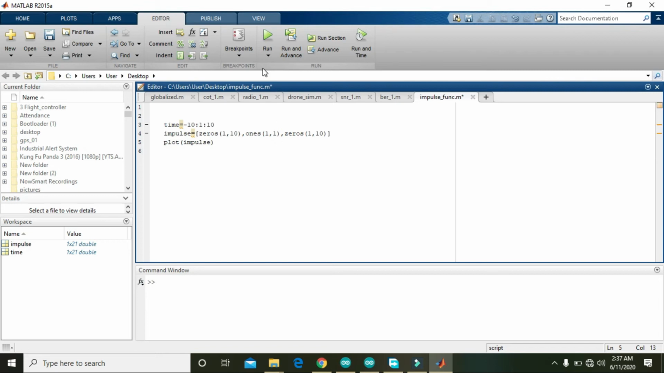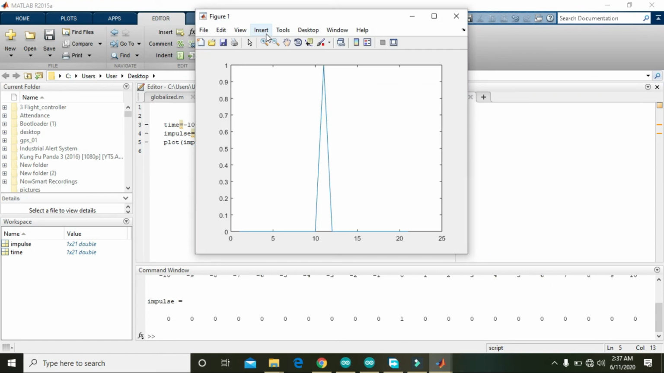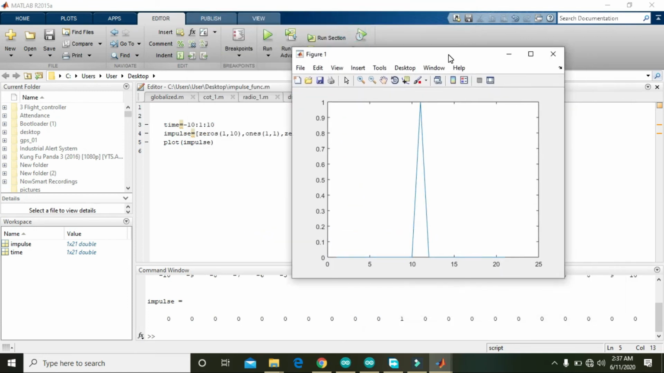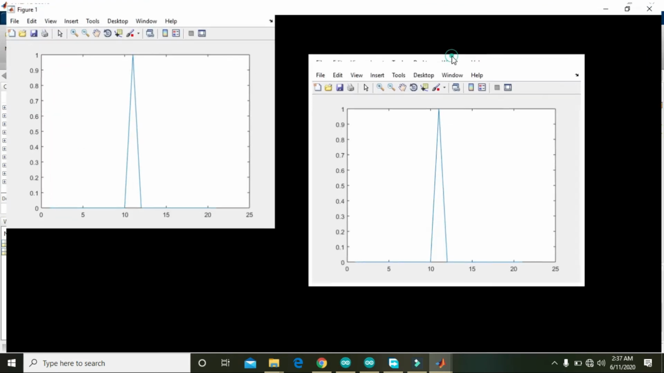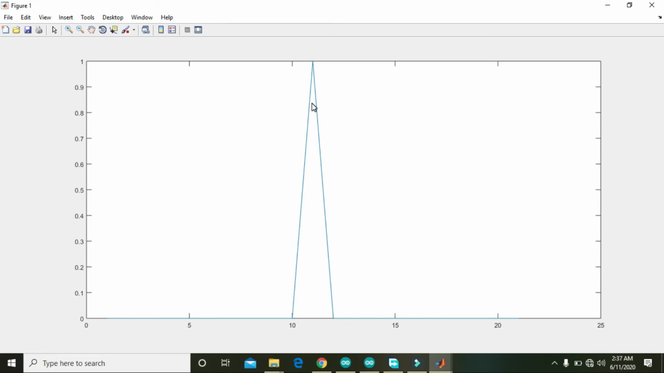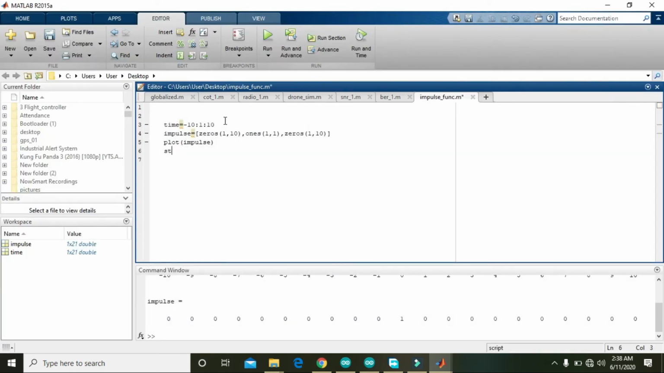Why is it so? Because we are going to plot the impulse. Now you can see that on all the time axis, which is from 0 to 20, it looks like an analog signal which rises, whose rising edge is taking some time and whose falling edge is also taking some time. So here it is like an impulse, but if we use the stem command, like stem of impulse, then it will be more clear for us.